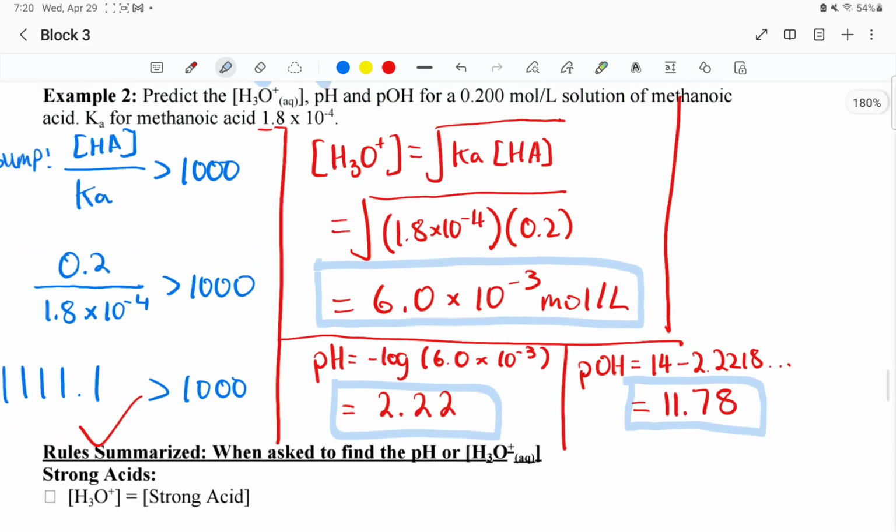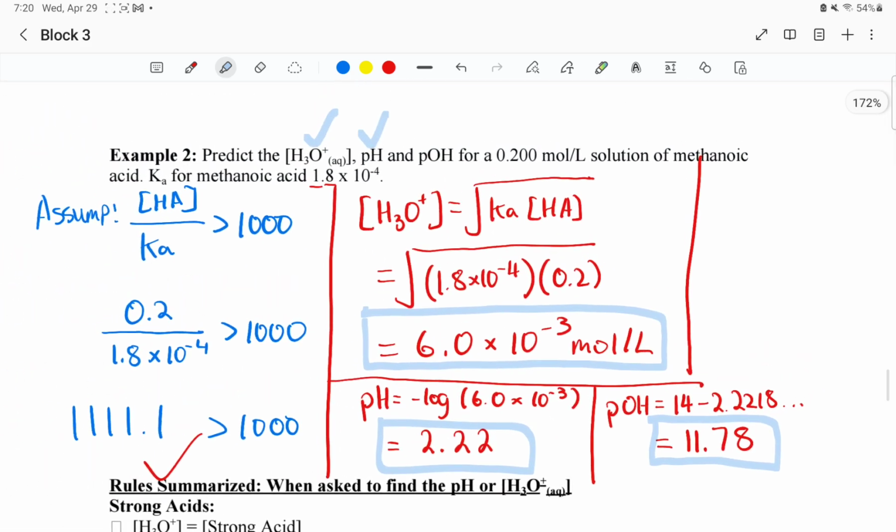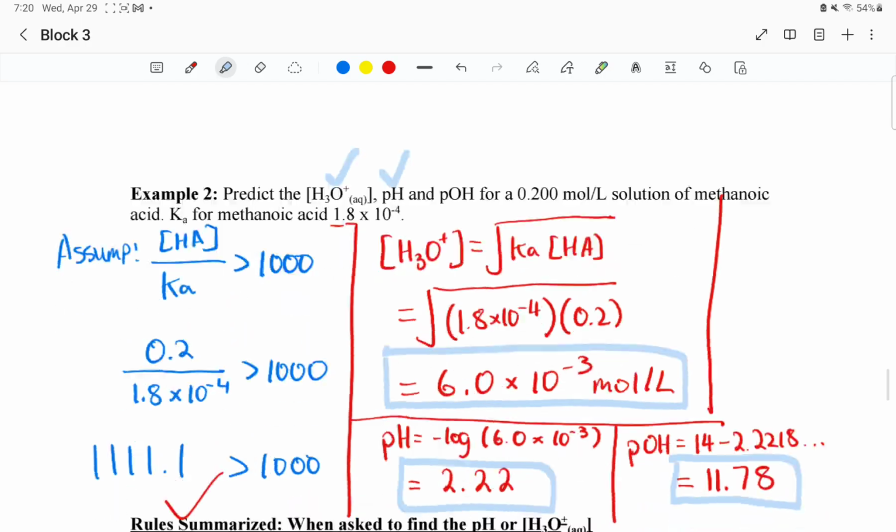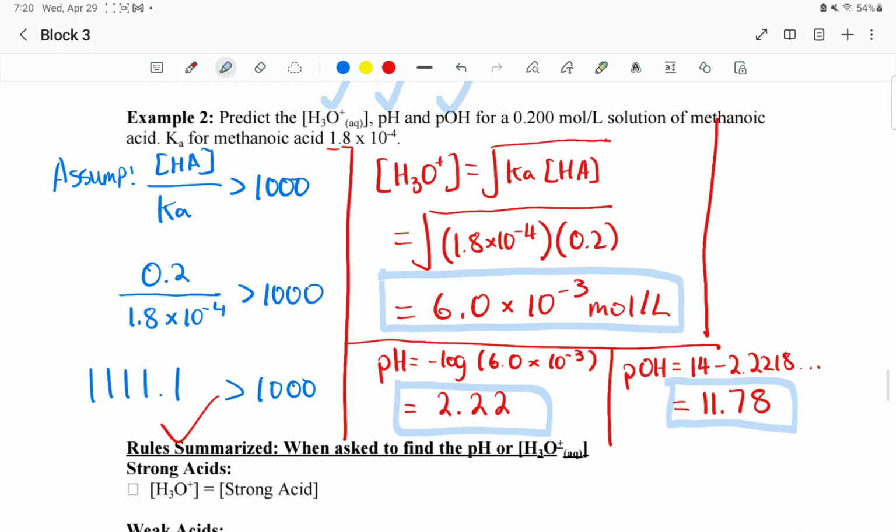Notice how every single one of my answers, my H3O, oopsies, my pOH and my pH, I have it all clearly labeled in circles. Well, not really a circle, it's a rectangle. So rectangle, rectangle, rectangle, and they're all in the correct number of sig digs. So that's what you want to do for the test.